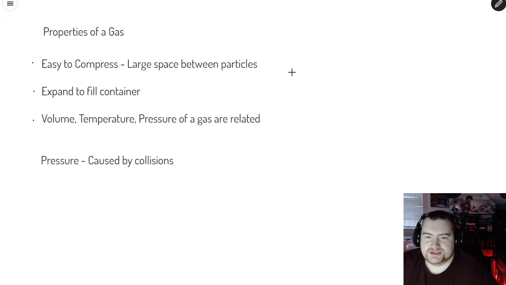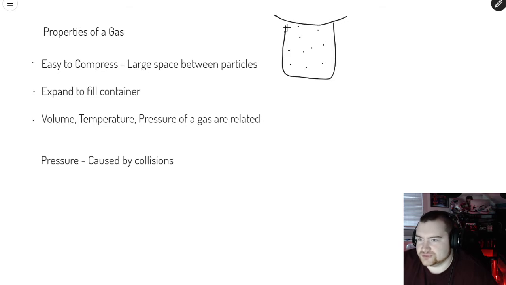Number one is they are easy to compress. Now they're easy to compress because there's a large space between molecules or particles of gas. So let's say I have a beaker and I have gas or just air in this beaker. What you would see is a bunch of gas molecules or gas particles inside of the beaker, and it would fill that space.